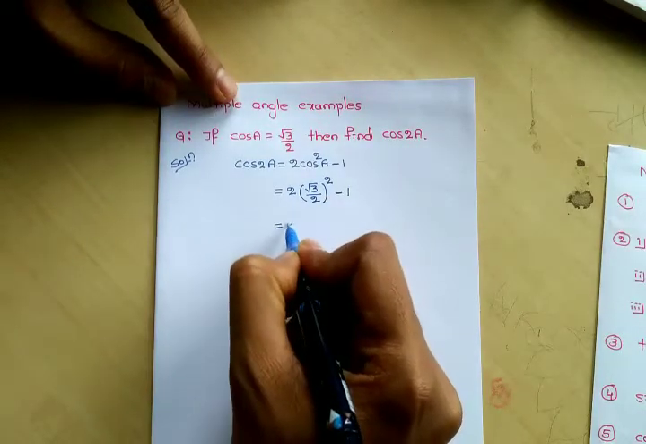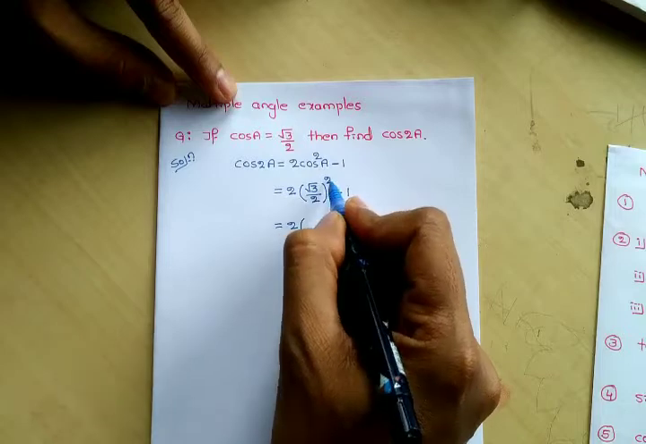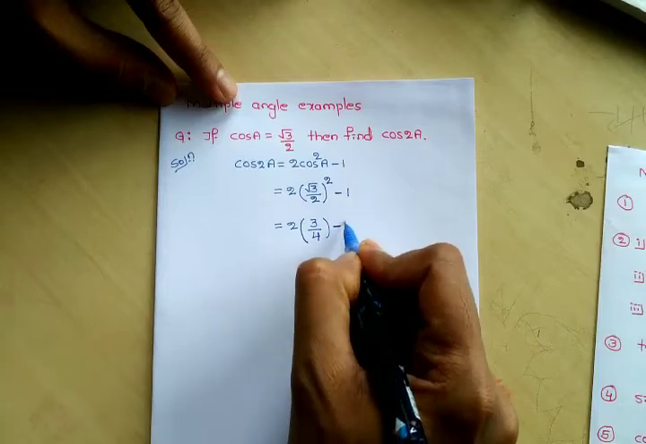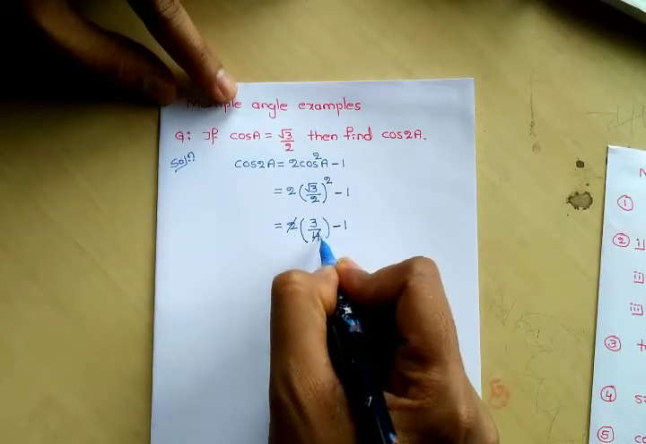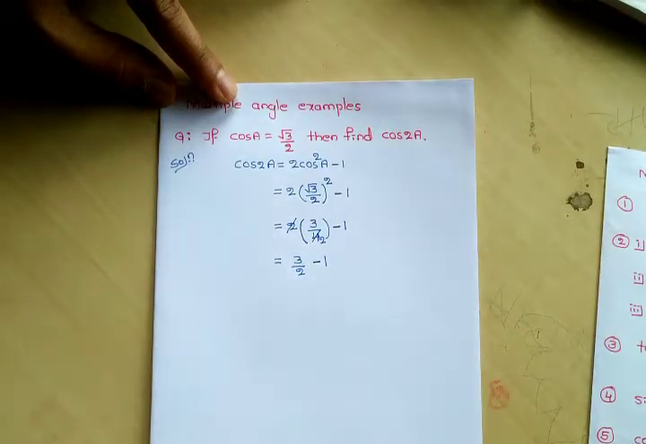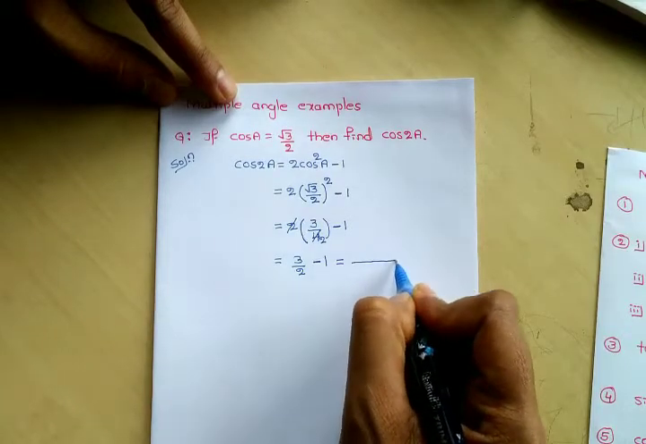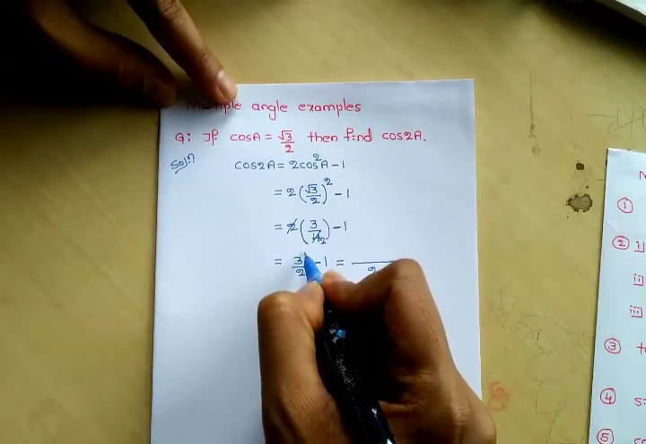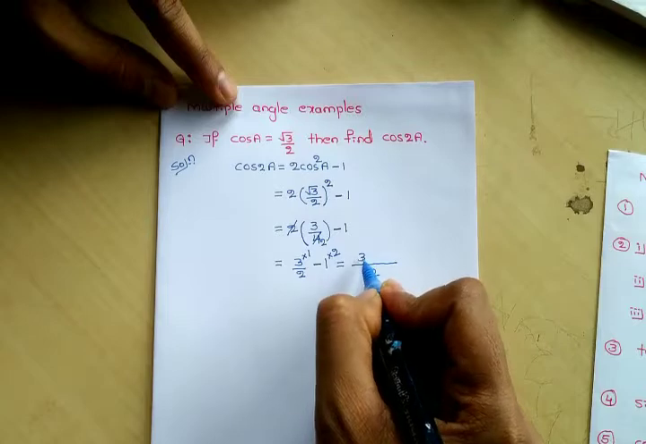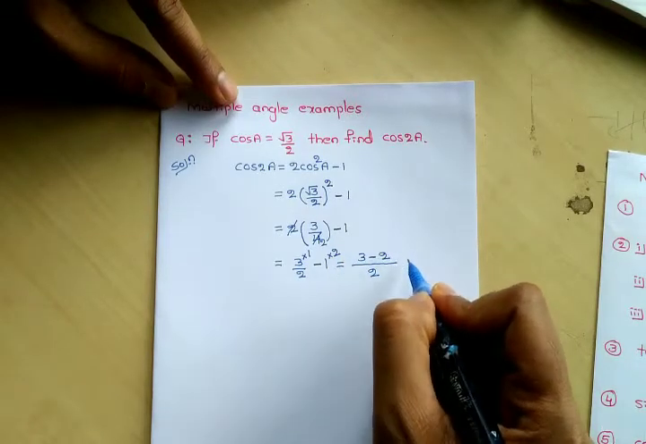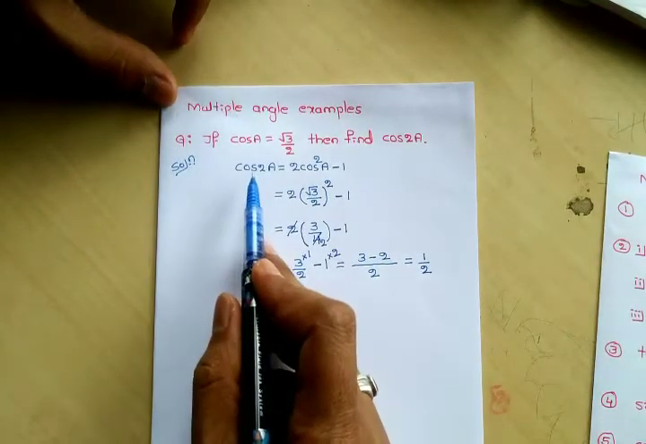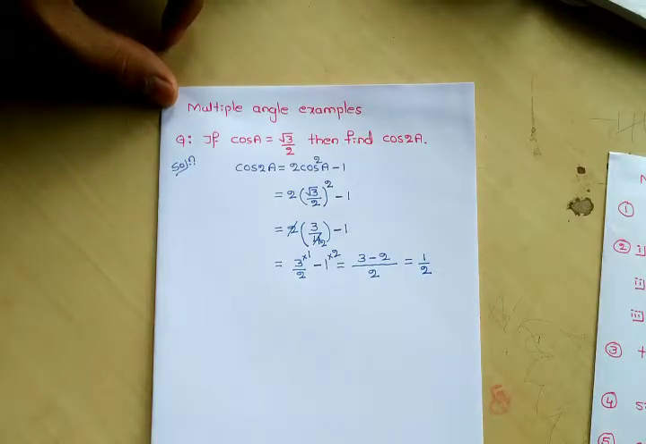Next, this is equal to 2 into, open the bracket, root 3 square is 3 divided by 2 square is 4, minus 1. Next you can cancel 2 with 2. What is the remaining value? 3 divided by 2 minus 1. Next I am going to take the LCM. The LCM is 2. So multiply 1 by 2. 3 into 1 is 3, minus 2 into 1 is 2. Therefore 3 minus 2 is 1 divided by 2. Therefore the value of cos 2a is 1 divided by 2.